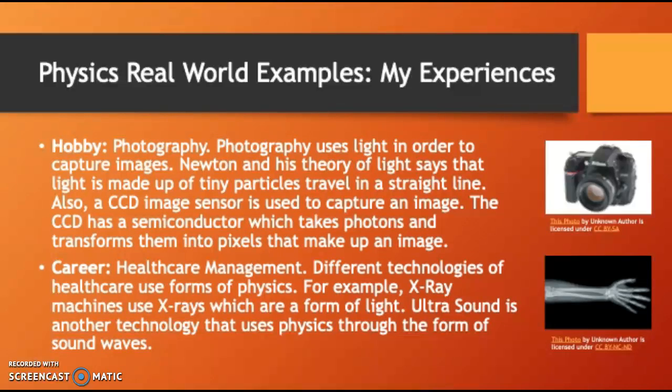Newton's theory of light says that light is made up of tiny particles that travel in a straight line. Also, a digital camera uses a CCD image sensor to capture an image. The CCD has a semiconductor which takes photons and transforms them into pixels that make up an image.